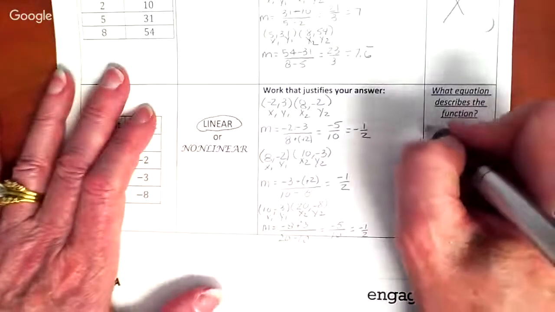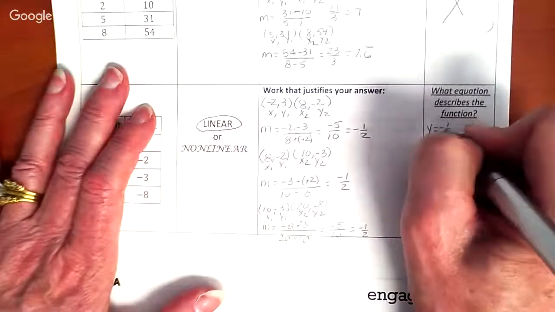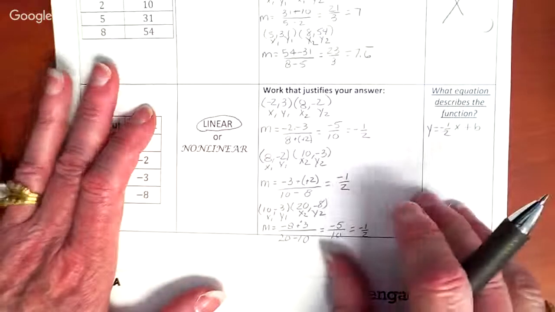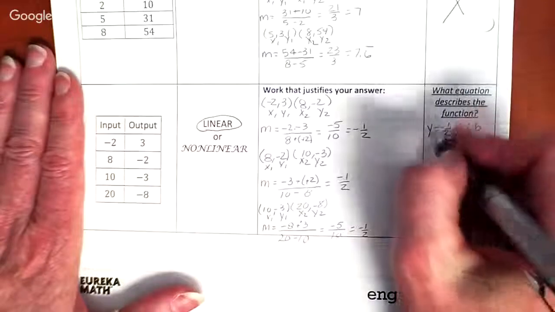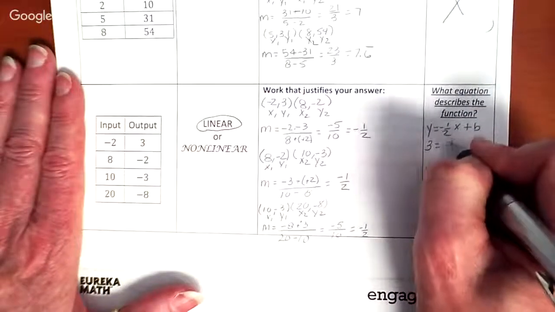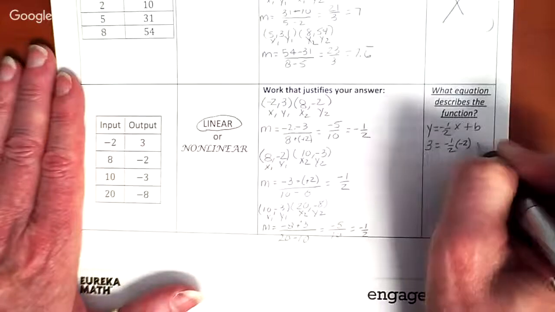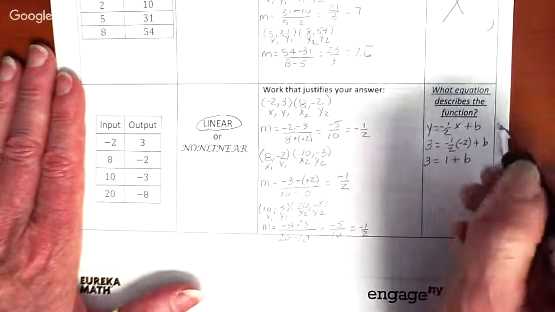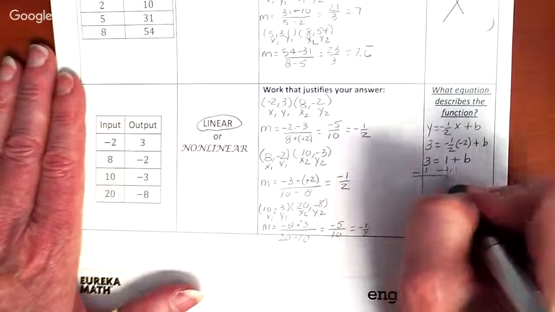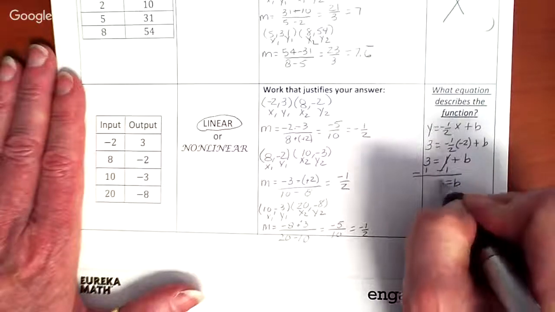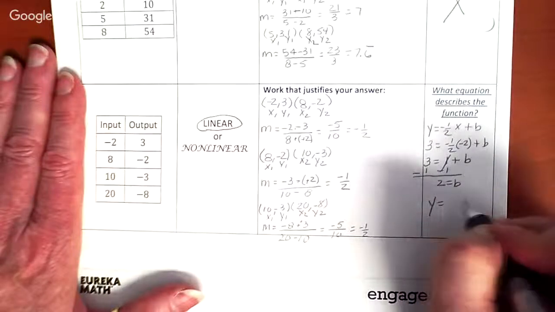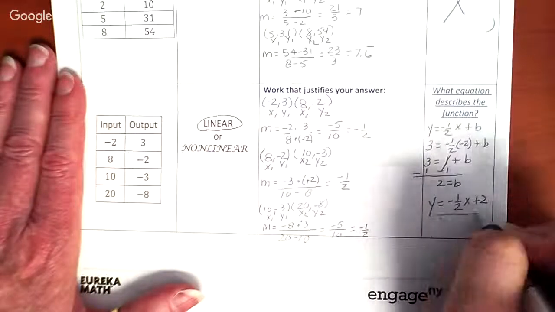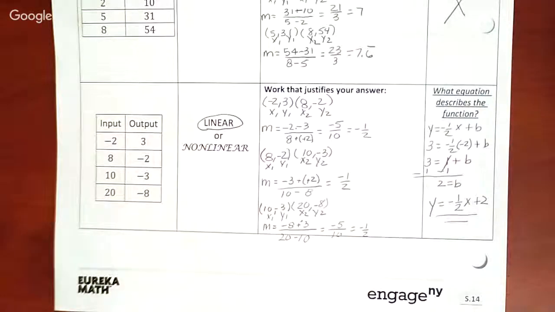So now we have y equals -1/2 x plus b. So why don't we use (-2, 3)? So we have 3 here, and we have -2 here, so plus b. So we have 3 equals 1 plus b. So subtracting 1 from both sides, we have b equals 2. So our equation is y equals -1/2 x plus 2. And then that ends our lesson for today.